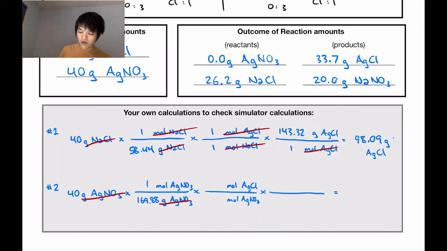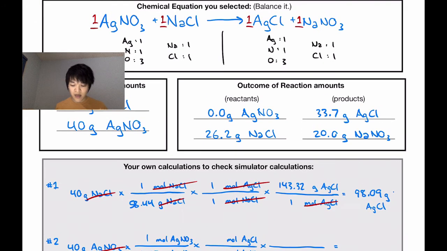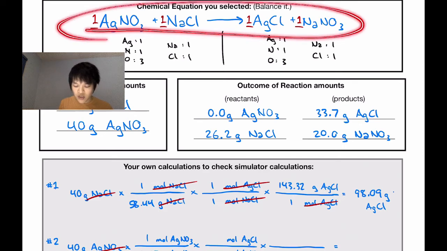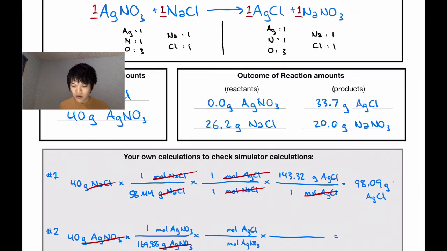Now this thing is a mole ratio. For a mole ratio, you look at the balanced chemical equation. And again, in my balanced chemical equation, they all happen to be a 1-to-1 ratio. So how many moles of silver chloride? Just 1. And how many moles of silver nitrate? 1 again. The unit that cancels out here is moles of silver nitrate.